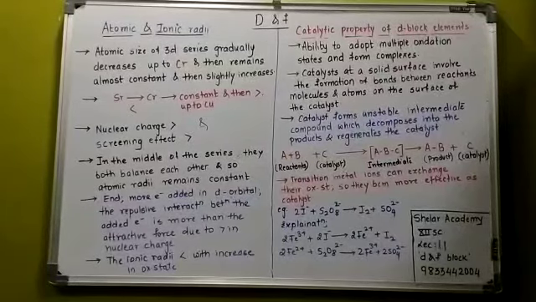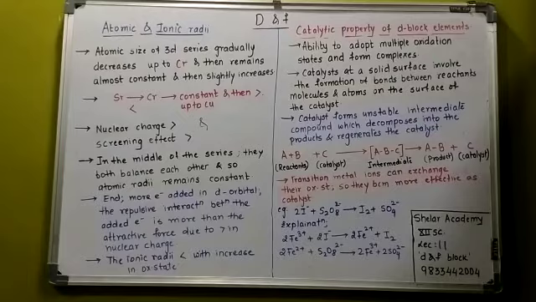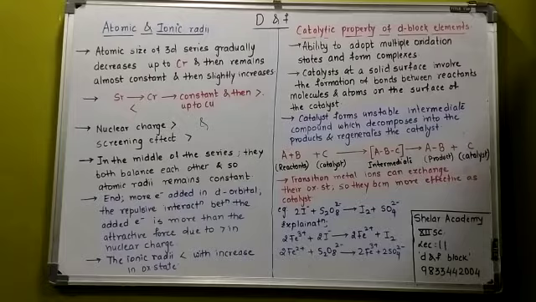Lecture number 11. Now let us see regarding the atomic and the ionic size of the d block elements. In the d block elements, the last electron goes into the d orbital. So what is the general trend? The atomic size will decrease. But what is the difference here?